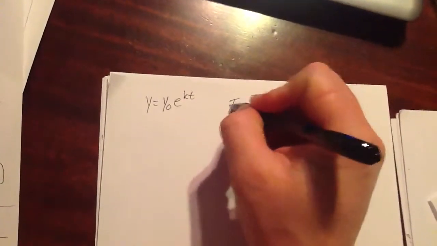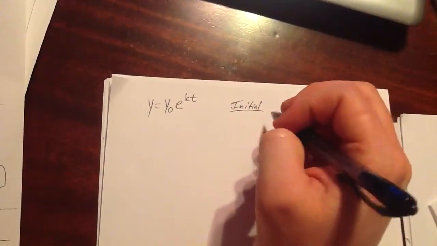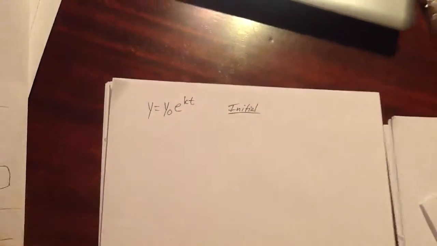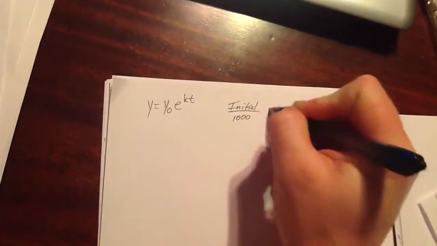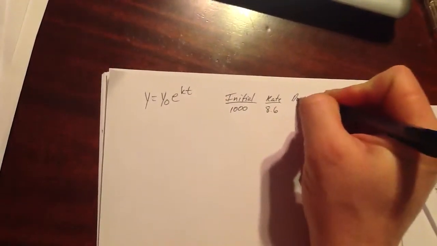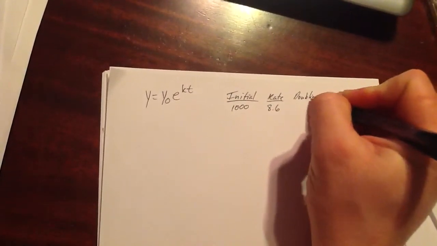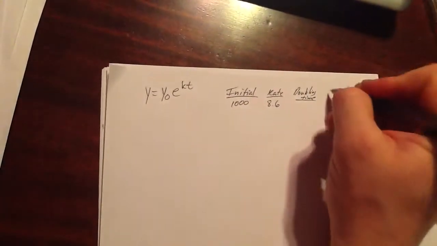So like, if your initial is, I don't know, like doing one of the homework ones. If your initial is 1,000 and your rate is 8.6, find the doubling time and amount after 30 years.